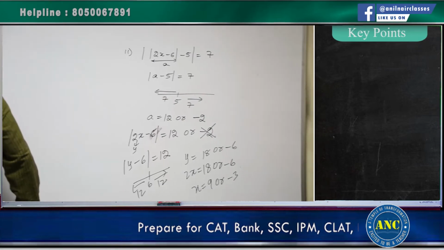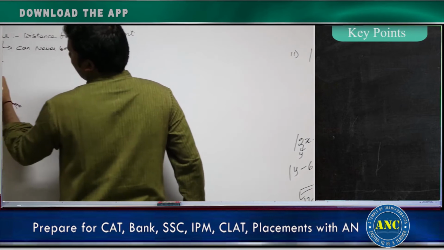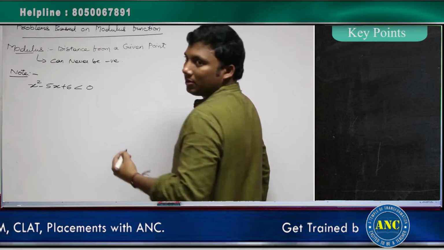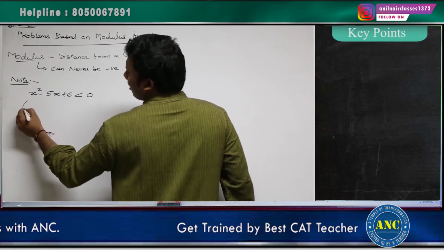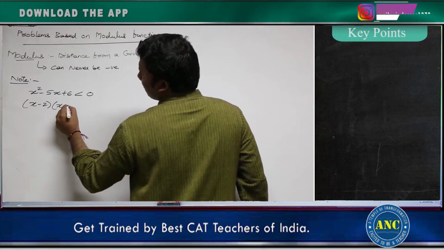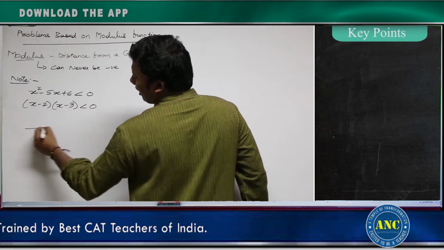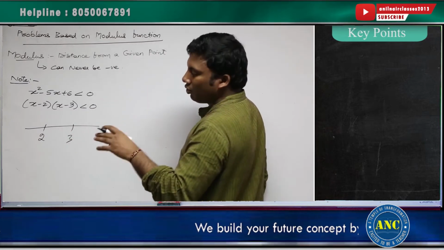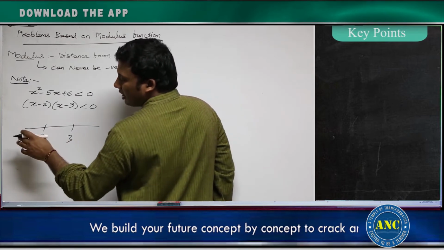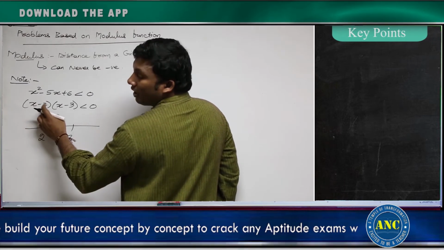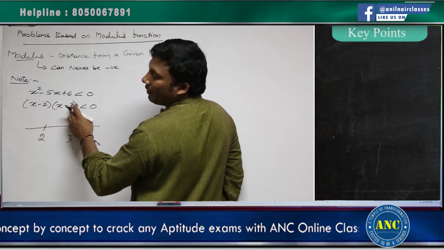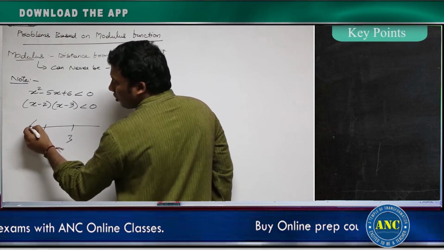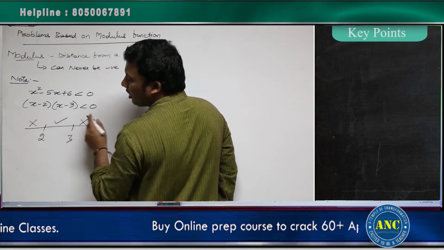Note, suppose you see x square minus 5x plus 6 less than 0. It is x minus 2 into x minus 3 less than 0. Critical points of x are 2 and 3. Take any point less than 2, or from 2 to 3, or greater than 3. Let me take less than 2, 0. If I put 0, 0 minus 2 is minus 2, 0 minus 3 is minus 3, minus 2 into minus 3 is 6. Is 6 less than 0? No. So cross. Alternatively, it will be cross and tick.